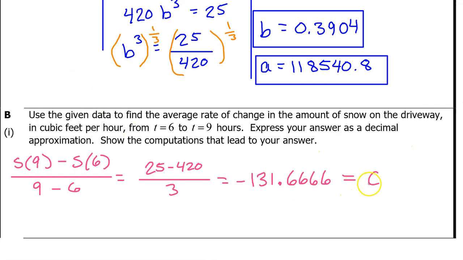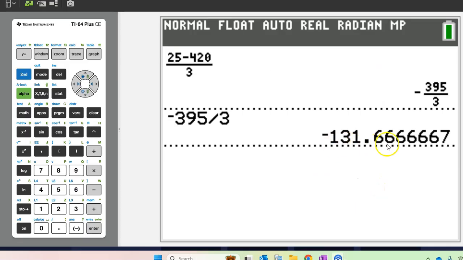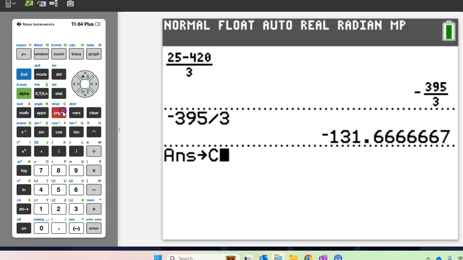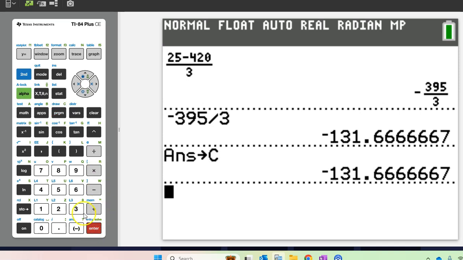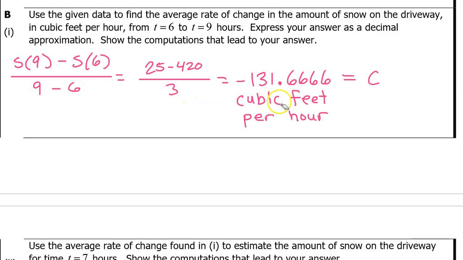Let's define a letter C as being equal to this average rate of change so that we can use the letter C in our calculations later. Let's store this value into letter C on the calculator as well by hitting store and then alpha, C, and enter. So the answer to B part 1 is negative 131.6666 cubic feet per hour.